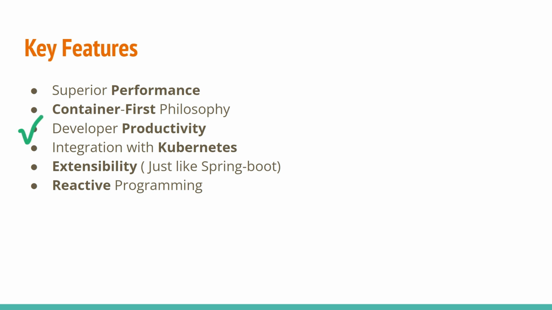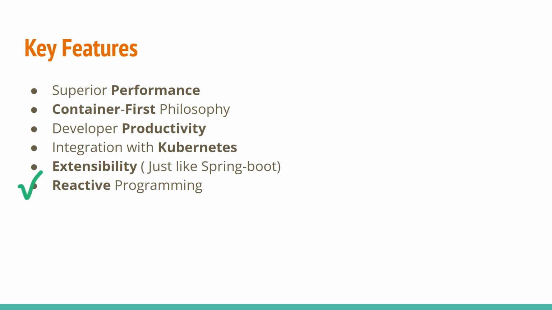Developer productivity is also one of the features that Quarkus promotes. You get a very developer friendly experience with features like live coding, extensions, and support for popular Java standard libraries. Integration with Kubernetes is one of the features. It seamlessly integrates with Kubernetes and provides tools for developing, deploying, and managing applications in a Kubernetes environment. Quarkus supports a wide range of extensions that simplify the integration of various technologies, databases, messaging systems, and more. Just like Spring Boot, it has a wide range of support for various databases, messaging systems, etc.